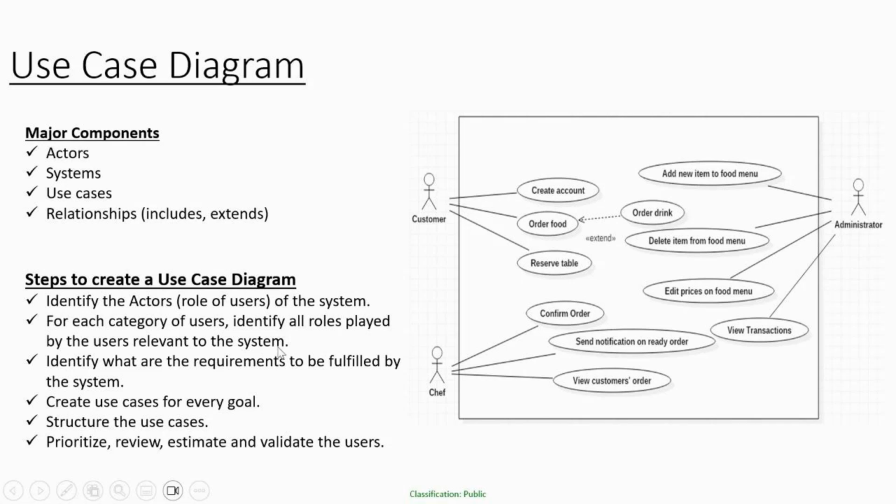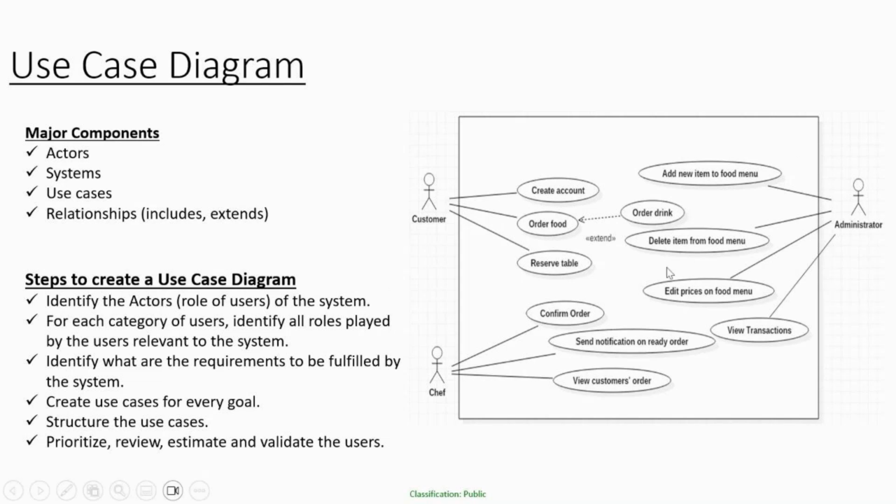As I said, primary, secondary, if that is possible, you mention that. And then identify what are the requirements to be fulfilled by the system. What is that feature or functionality? As I said, your account creation could be one thing, your user registration could be something, order confirmation could be something, payment could be something. In fact, if you see, we don't have payment mentioned here.